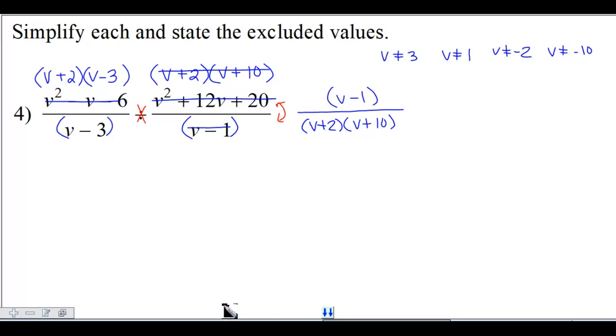Now it's time to cancel anything in the numerator with anything in the denominator. I can cancel the v minus 3 with the v minus 3, and the v plus 2 with the v plus 2. The only things that remain are the v minus 1 in the numerator and the v plus 10 in the denominator.